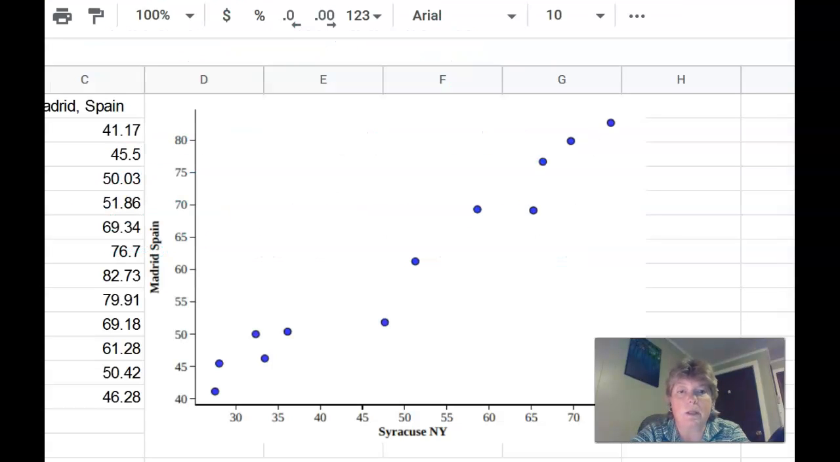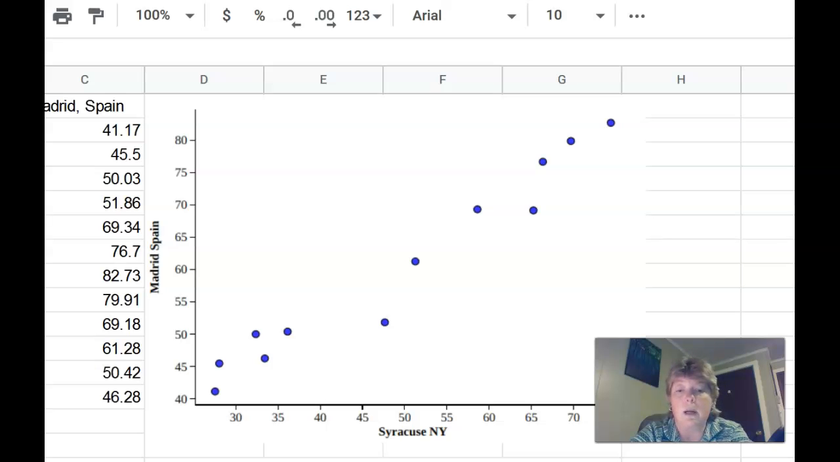So here's a scatter plot that's in that spreadsheet of temperature data. If I'm going to describe this scatter plot, I would say that the association between the average monthly temperature in Syracuse, New York, and the average monthly temperature in Madrid, Spain is positive, linear, and very strong. Keep in mind that we're going to add into this a little bit too. We're going to talk about a way to quantify that strength right there. So we've got it's positive, linear, very strong, and generally speaking, as the temperature rises in Syracuse, New York, the temperature in Madrid, Spain also tends to increase.